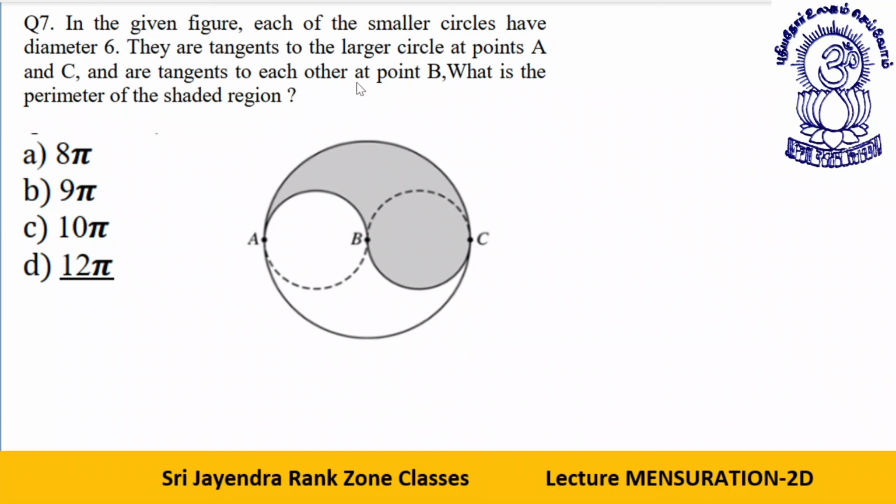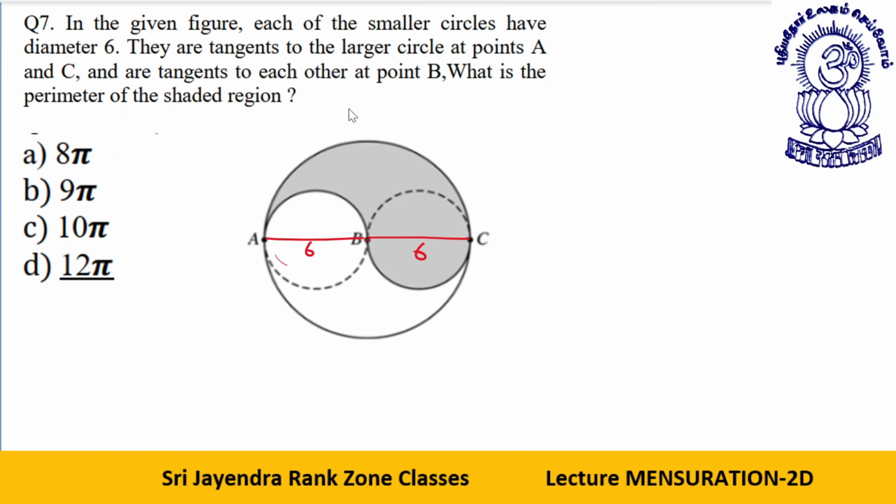Now in the given figure, each of the smaller circles has diameter 6. This portion is 6, this is also 6. Each of the smaller circles is tangent to the larger circle at points A and C. Here the smaller one and the larger one meet tangentially, and similarly at this point also, the smaller circle and the larger circle meet at C, and both of them are tangent to each other at the point B.